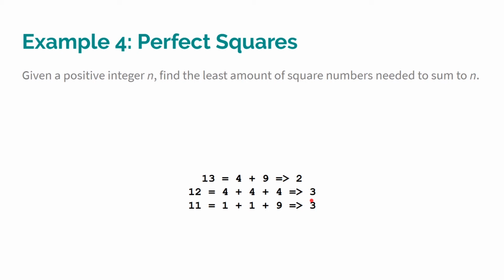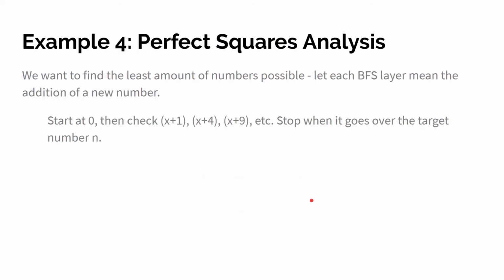And again, the least amount of square numbers. You hear least amount, you should be thinking breadth first search. So we can imagine we start at a number, and every single neighbor that we traverse to is going to be the addition of another square number. So if we're at some number x, then we just check x plus 1, x plus 4, x plus 9, and so on until x plus i squared is greater than the target number n.